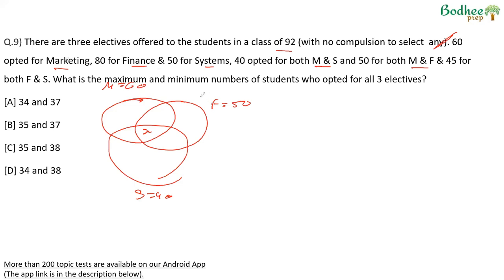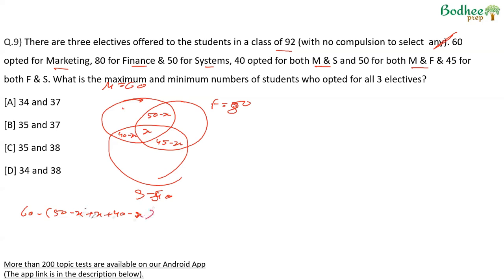60 for marketing, 80 for finance, 50 for systems, 40 for MNS. So MNS is 40, so this will become 40 minus X. 50 for MNF, so this will become 50 minus X, MNF only. Now 45 for FNS, so only FNS will be 45 minus X. Therefore, if you look at only marketing, it will be 60 minus 50 minus X plus 40 minus X.